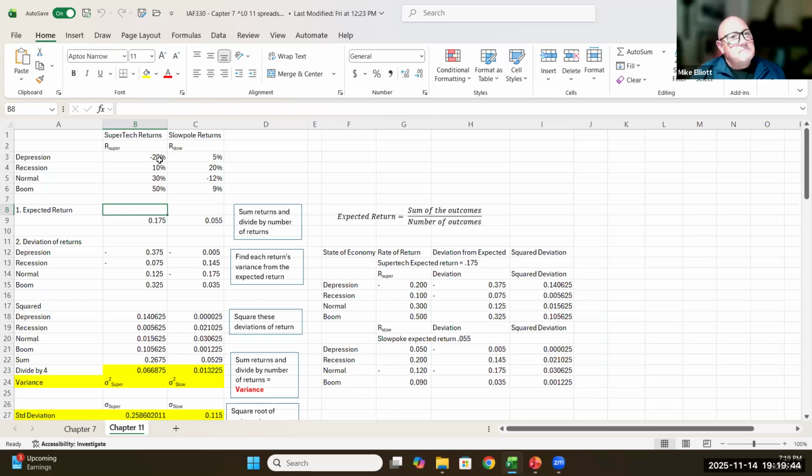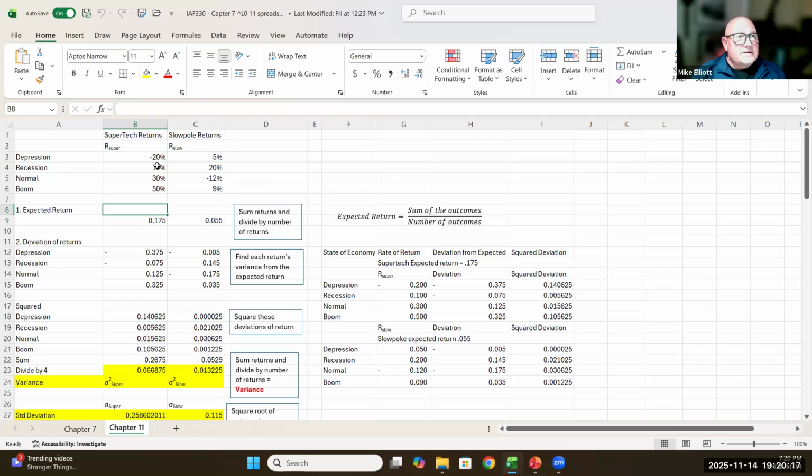Everything else sees us gaining ground, though. So the recession is plus 10%, normal is plus 30%, and the boom is plus 50%. Slowpoke stock moves slower and it's slightly counter-cyclical. So in depressions and recessions, we do well: 5% in depression and 20% in a recession. In normal times, however, we lose some ground and are down 12%. And in a boom, we do participate in the boom, but only 9%.